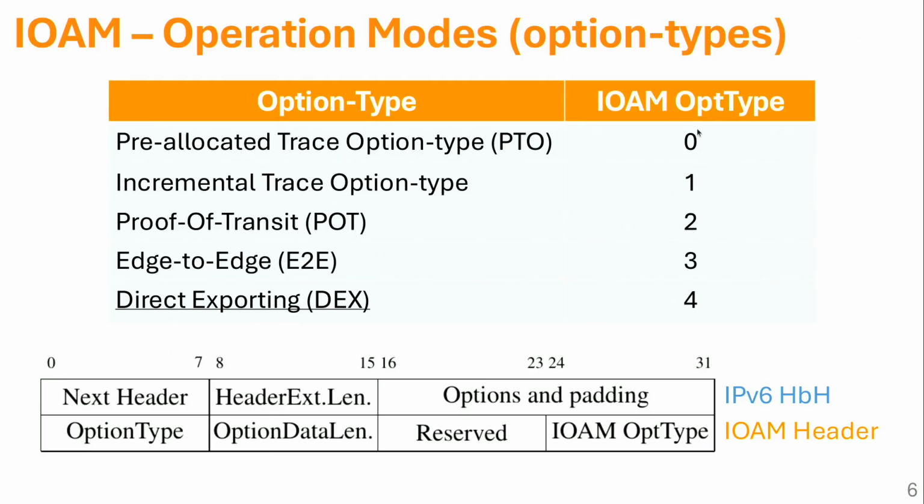As you can see on the right column, each option type has a value which is assigned by IANA to be able to distinguish them. So if we remember, we are going to use IPv6 to encapsulate IOAM. So we will have an IPv6 hop-by-hop option, followed by the IOAM header, and that particular header will be the same for every option type. This particular header will be followed by an additional header, and that header will depend on the option type being used.